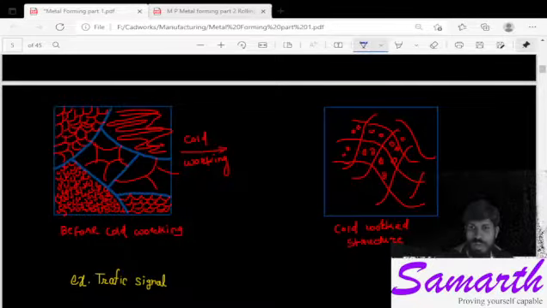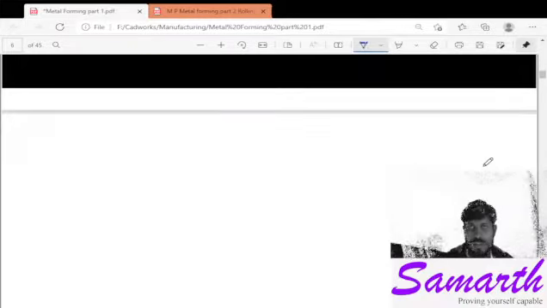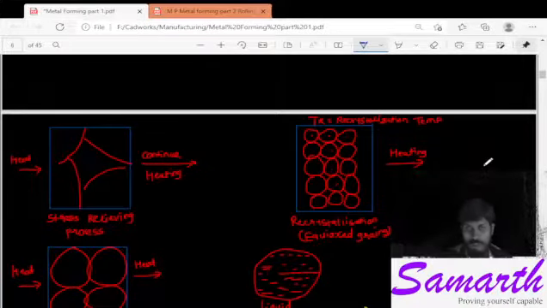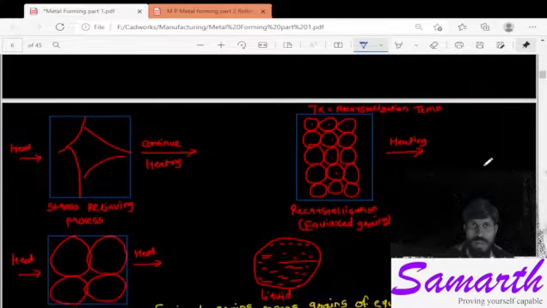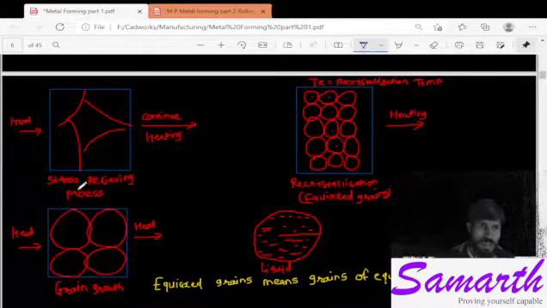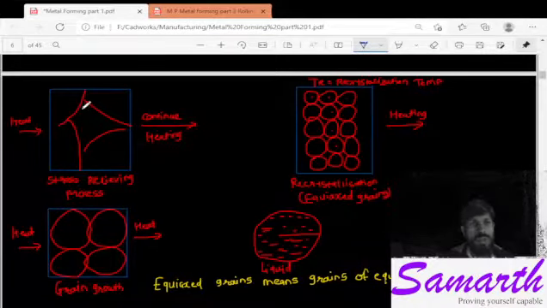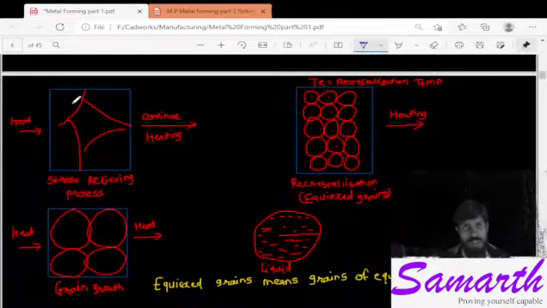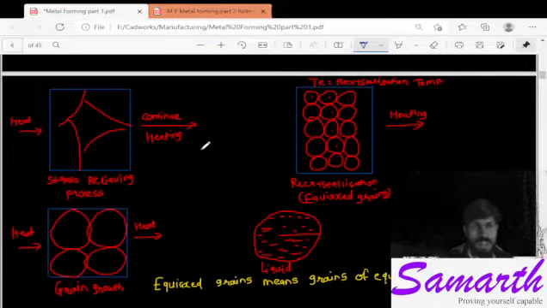Then what will happen? As soon as the traffic signals work, there will be space created. Because of this heating, a stress relieving process will occur here, and that's why the grain boundaries will adjust themselves so that there can be further deformation. Again we will heat above the recrystallization temperature. Let us say we are heating it.